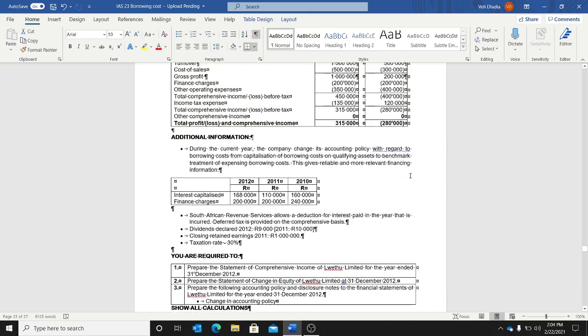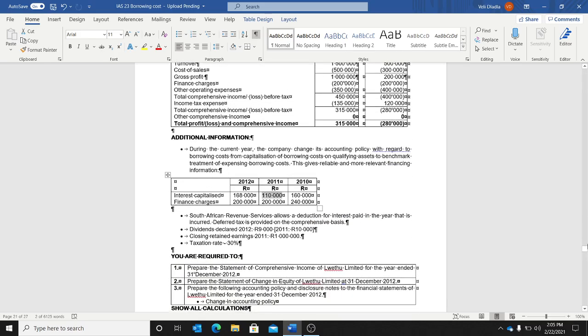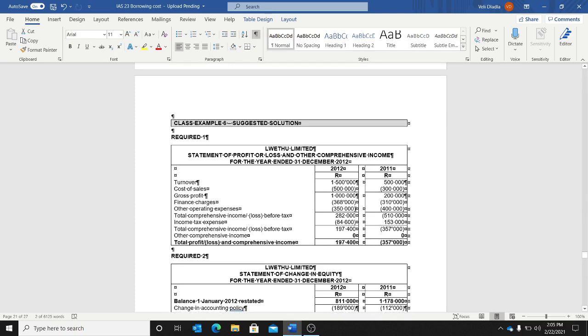You'll see here. Now if I've got 200,000 here and I've got 200,000 here, when I bring 168 into the income statement and I bring 110 into the income statement, they are going to add on those 200. The other one will be 368, the other one will be 310. If I add this 168 to the 200 here, it will be 368. If I add the 110 to the 200 in 2011, it will be 310. Let's check. There we go. 368, 310.